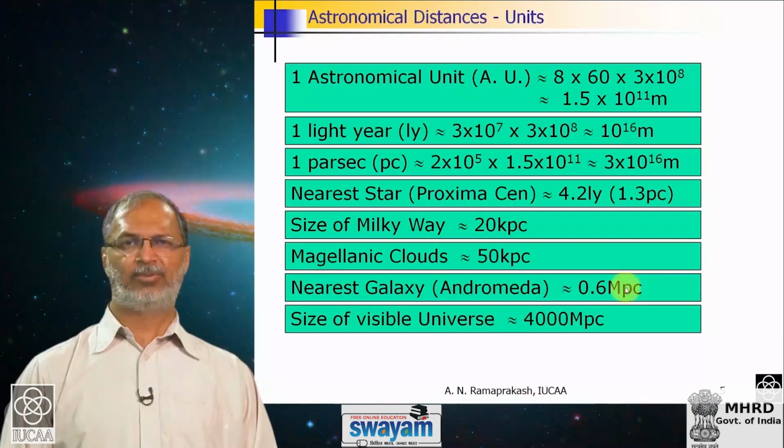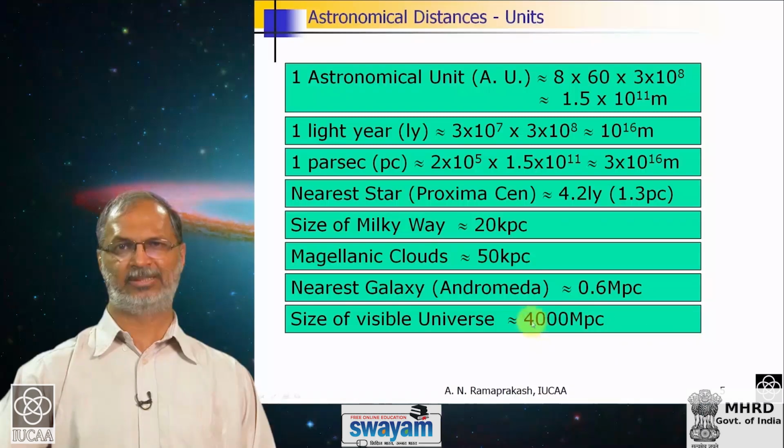And then if you ask what is the size of the visible universe, how far can you see today? It is of the order of another factor of 1000 larger. So, 4000 megaparsec. That is as far as we can see today with the most powerful telescopes. So, you can see that even the Earth-Sun distance is very large, and compared to that, at every level, interstellar distances, size of the galaxy, intergalactic distances, and the size of the universe, at each stage there is a factor of 1000. You are talking about very large distances here.